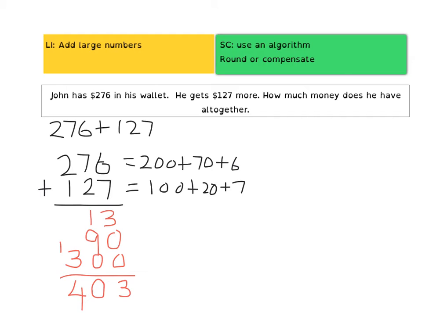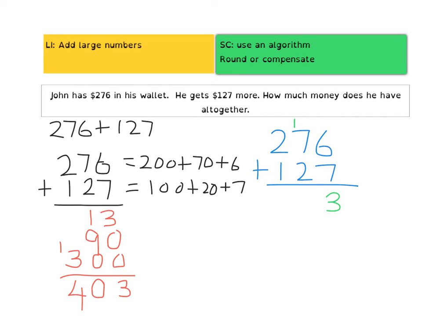We can work out the same problem using the short method, written form. So we've got 276 plus 127. 6 plus 7 is 13. I put the 3 here and I carry the 1 to the tens place value, because 13 is made up of one set of 10 plus 3 ones.